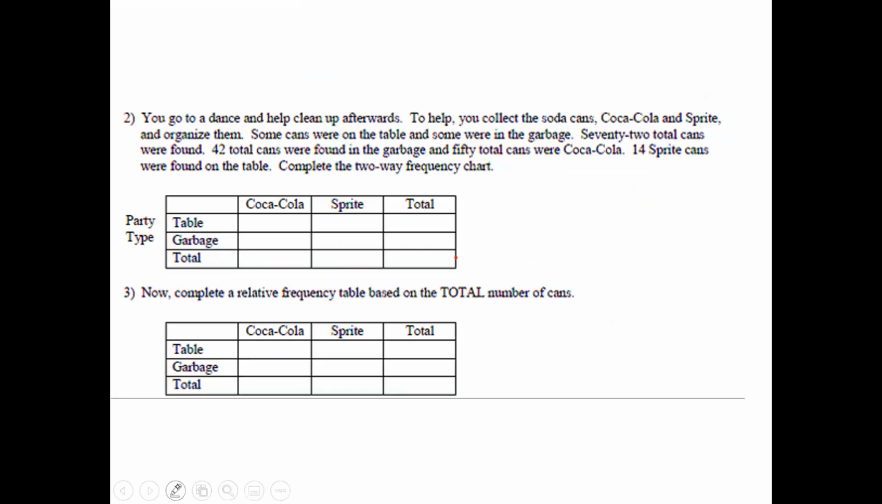Okay, question number 2. It says, you go to a dance and help clean afterwards. To help, you collect soda cans, Coca-Cola, Sprite, and some cans were found on the table and some were garbage. So 72 total cans were found. 42 total cans were found in the garbage. So garbage total 42. 50 total cans were Coca-Cola. Coca-Cola 50. 14 Sprite cans were found on the table. So table 15. Now with those clues, let's go ahead and find the remaining cells.